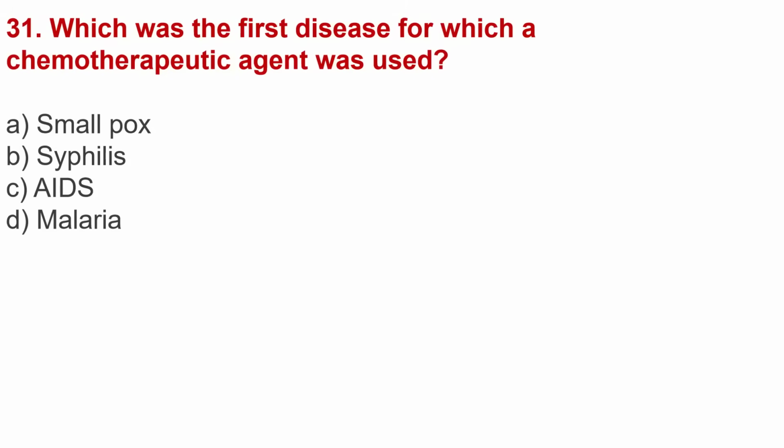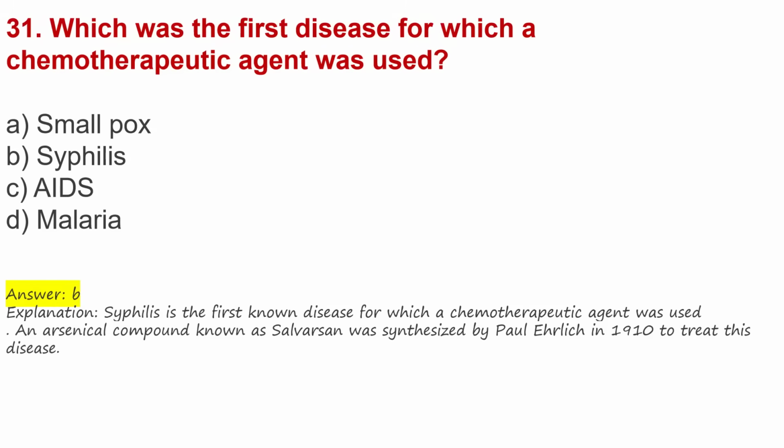Question 31. Which was the first disease for which a chemotherapeutic agent was used? A. Smallpox, B. Syphilis, C. AIDS, D. Malaria. The answer is B. Syphilis is the first known disease for which a chemotherapeutic agent was used. An arsenic compound known as Salvarsan was synthesized by Paul Ehrlich in 1910 to treat this disease.